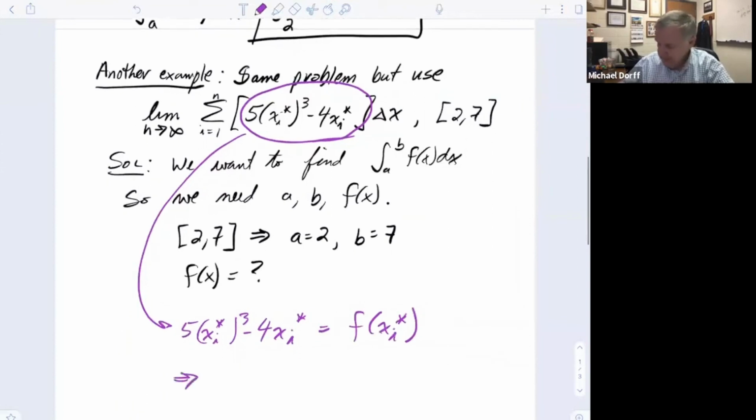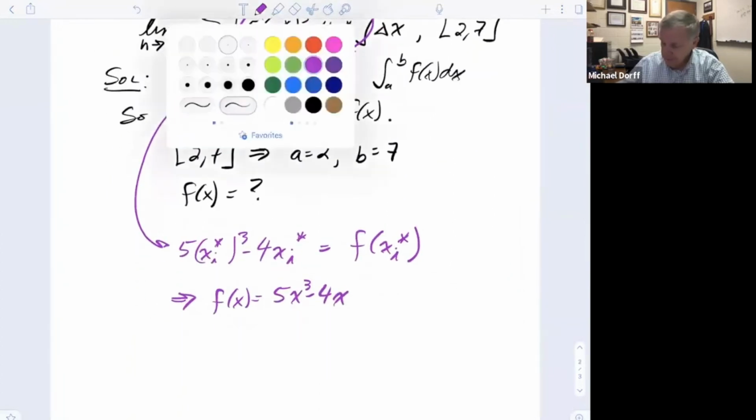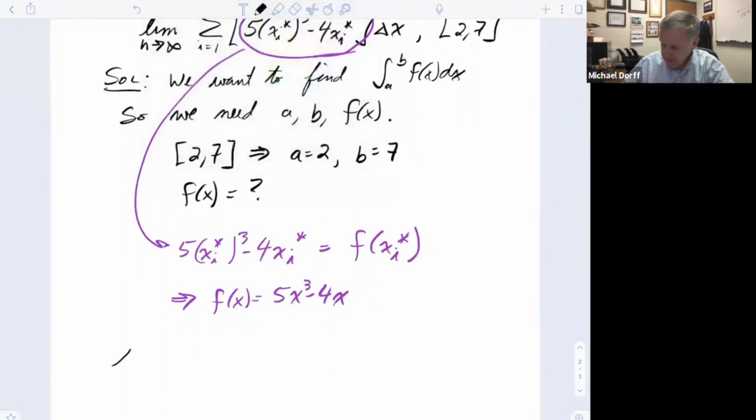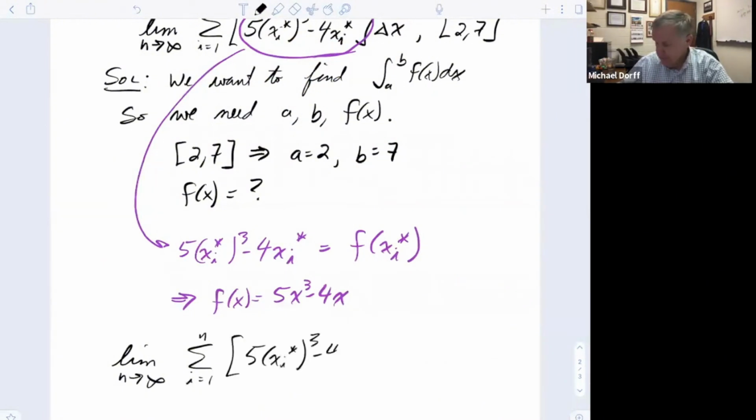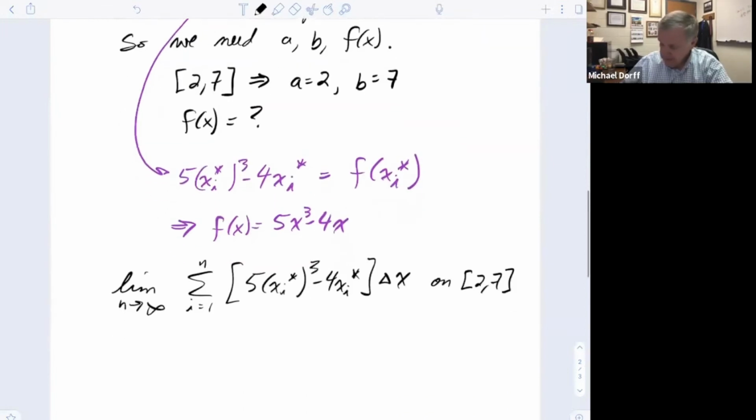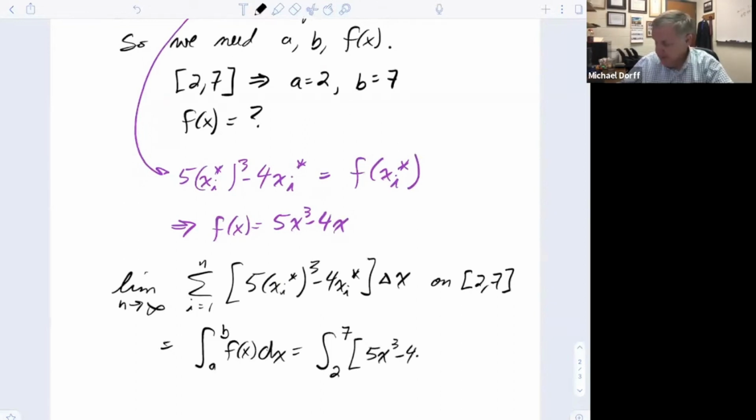And so that's going to suggest to me that f of x is 5x cubed minus 4x. And so now I can use all of these ideas, put them together, so that my limit as n goes to infinity of the sum i equals 1 to n of 5 x sub i star cubed minus 4 x sub i star delta x on [2, 7] is going to equal the integral from a to b of f of x dx, which is going to equal the integral from 2 to 7 of 5x cubed minus 4x dx. And that's my answer there.